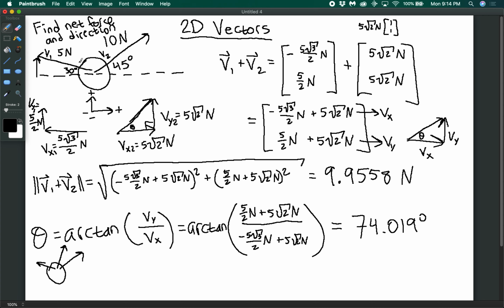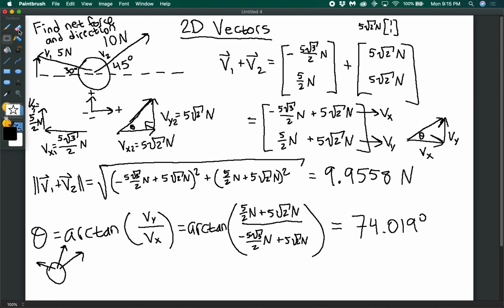So here, we want to add two vectors together that are not in component form. We convert them to component form, sum them in component form, and then once we've done that, we convert it back into the general form. So for my final answer, I would say there's a net force of about 10 newtons at an angle of 74 degrees.